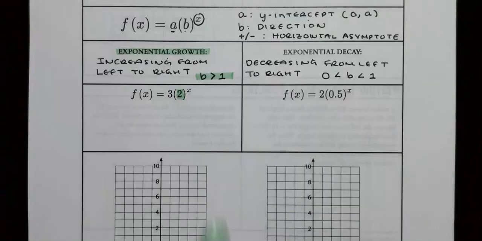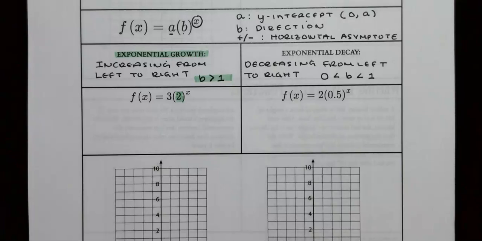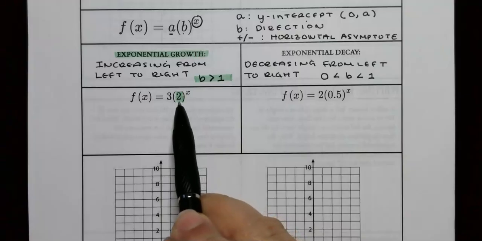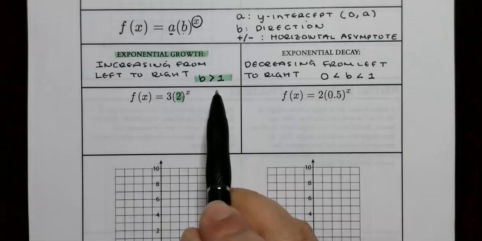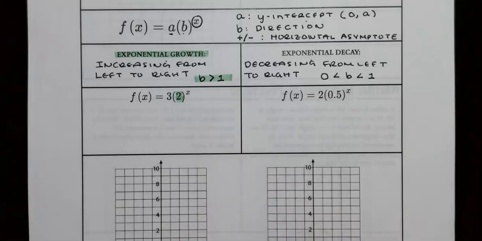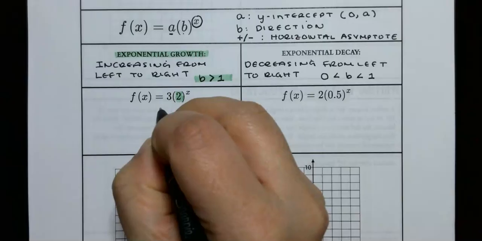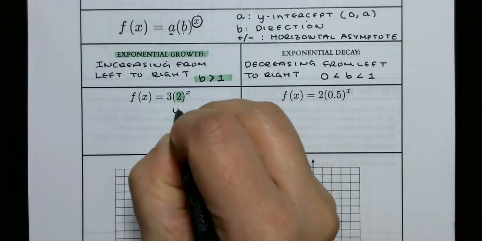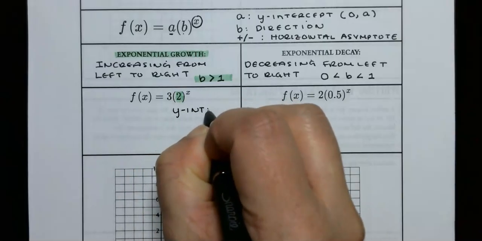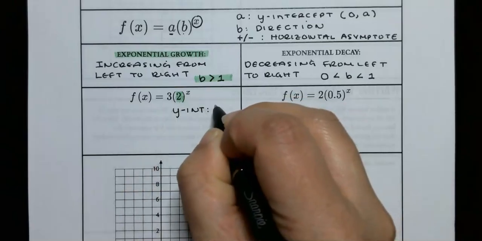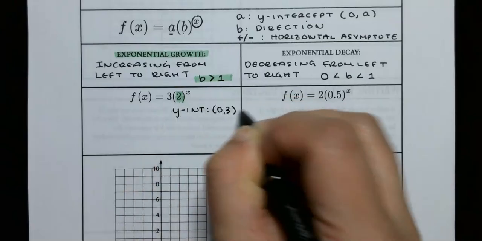All right, so as you can see, underneath the exponential growth, we have an exponential function. So from here, we know that our b value is 2. And 2 is greater than 1, so we know that this is going to grow from left to right. So the first thing I'm going to do is identify our y-intercept. So over here, I'm going to say y-int is the 3. So we're going to say 0, 3.